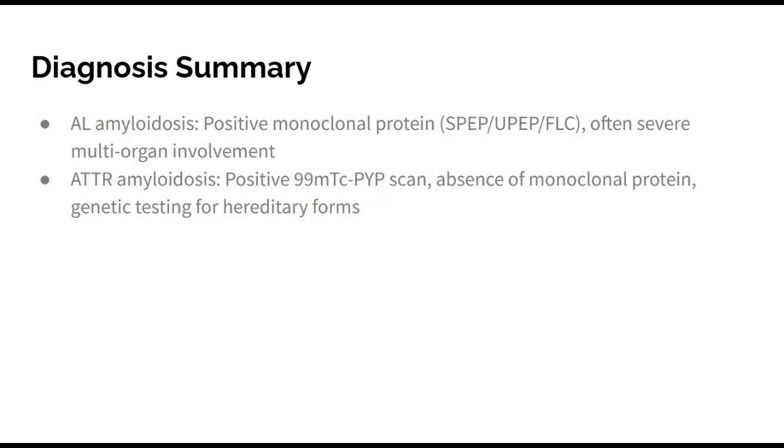Final diagnosis summary. To consolidate our approach, AL amyloidosis is diagnosed by monoclonal protein detection on SPEP, UPEP, or FLC assays, often with multi-organ involvement. ATTR amyloidosis is diagnosed with a positive 99mTc PYP scan and the absence of monoclonal protein, with genetic testing confirming hereditary forms. Early recognition of cardiac amyloidosis is critical. Prompt diagnosis can significantly impact prognosis, particularly with emerging treatment options for both AL and ATTR amyloidosis.